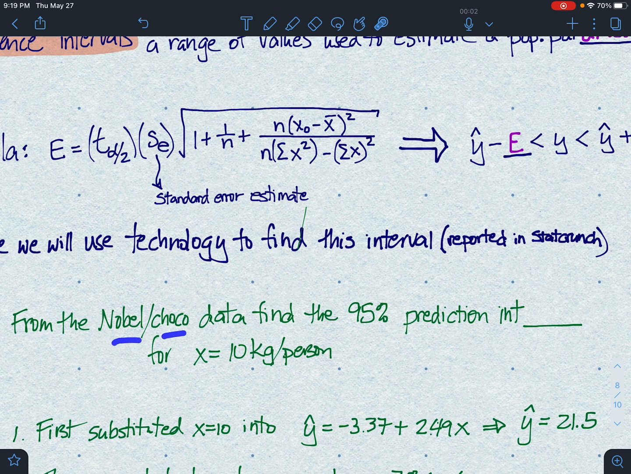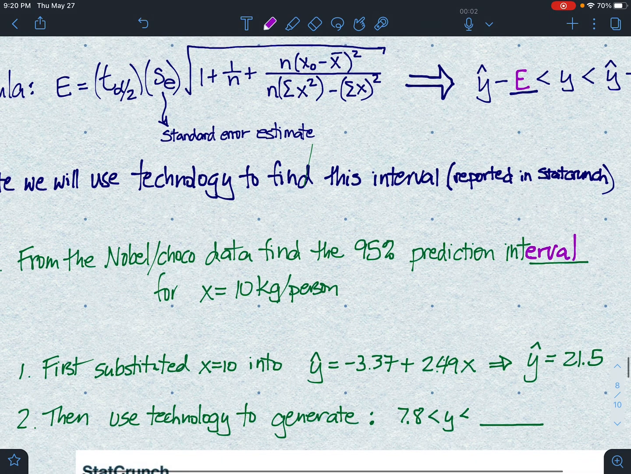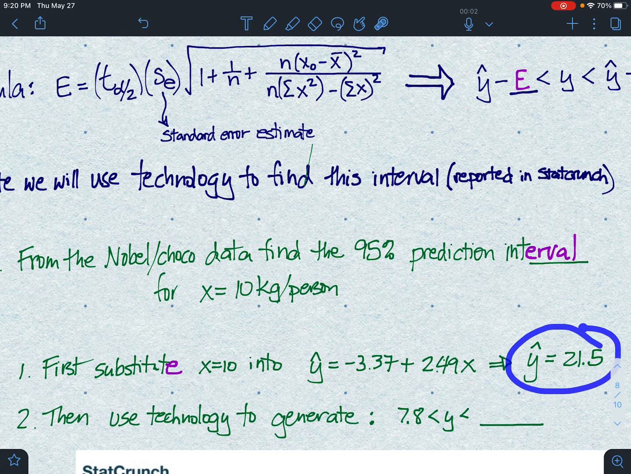So here's our Nobel and chocolate data, and they want us to find a 95% interval for x equals 10 kg per person. So the first thing we do, obviously, is substitute x equals 10 into our regression equation, and that generates 21.5. But here precisely is the issue. That's an exact value.